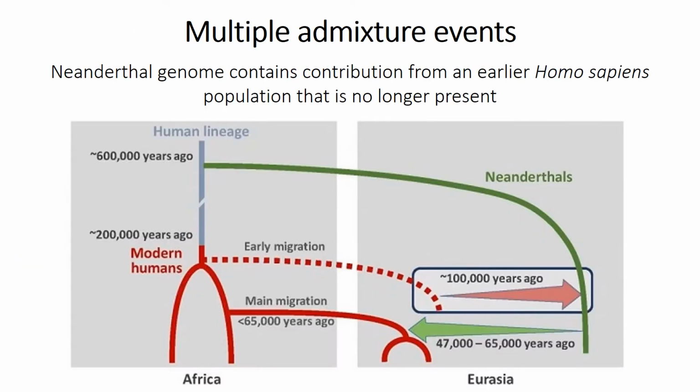But it's actually even more complicated than this. There's evidence from the Neanderthal genome for an earlier episode of interbreeding, apparently with a population of Homo sapiens that expanded out of Africa more than 100,000 years ago. That human population no longer exists, there's no trace of them anymore, but some of their DNA lives on by being passed to the Neanderthals and then kind of back to a different human population later on.